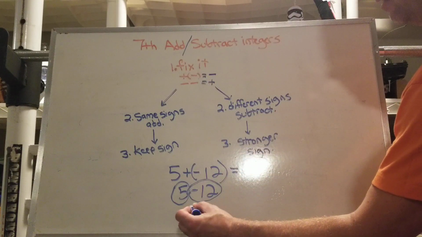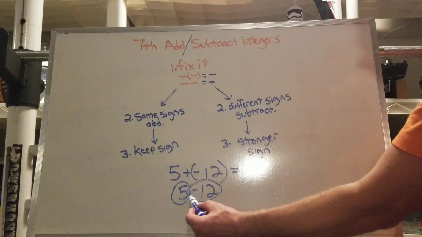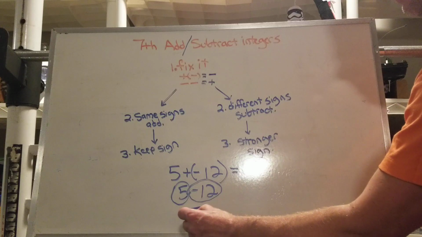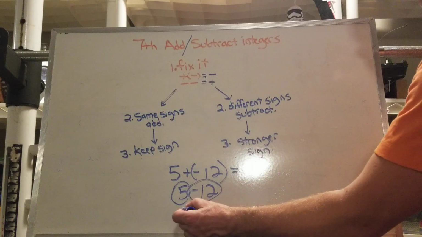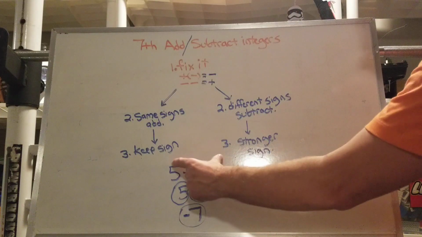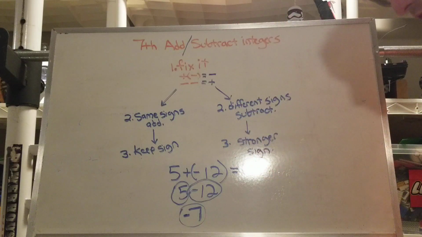And then we decide the sign at the end. Use the stronger sign. So what's stronger, a 5 or a 12? 12 is stronger, and that's a negative, so my answer is negative 7. I like to circle the answer too. Notice how it kind of gets smaller, like a tornado. Kind of working your problem and shrinking it down.